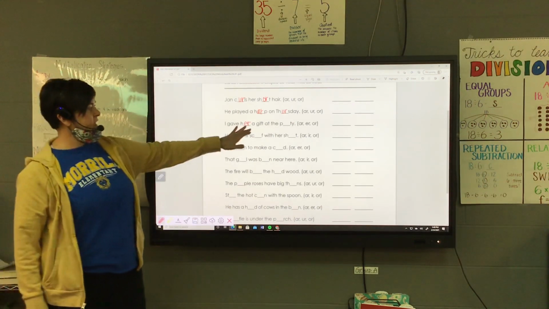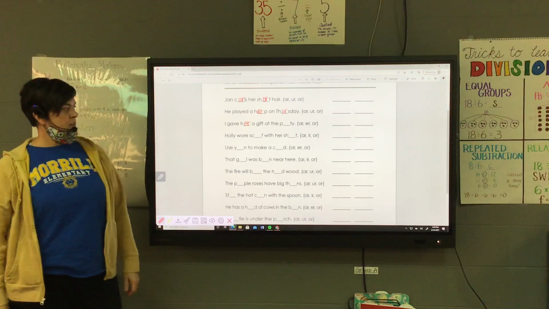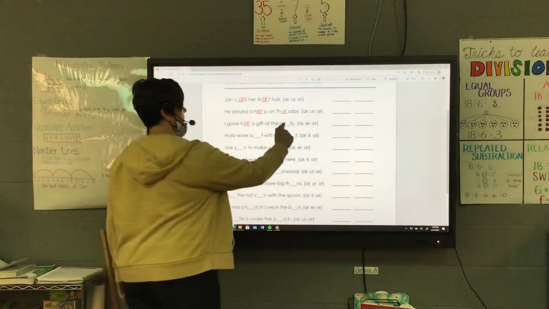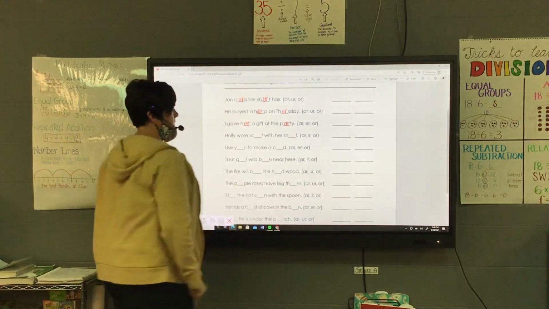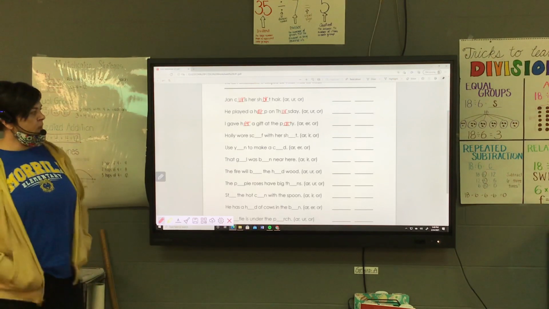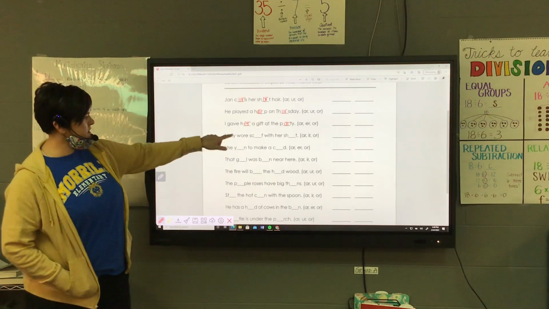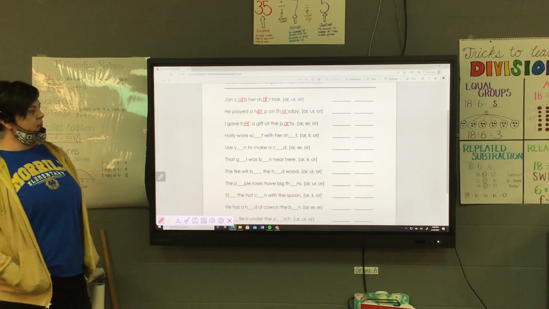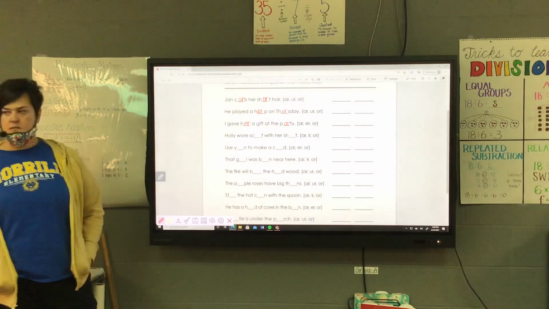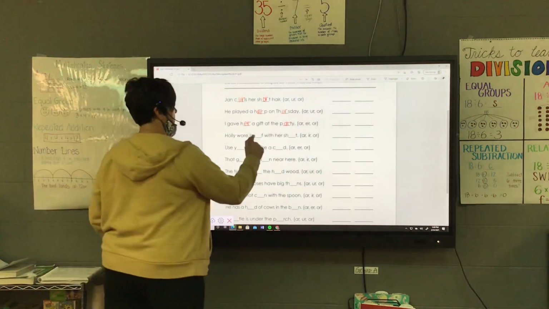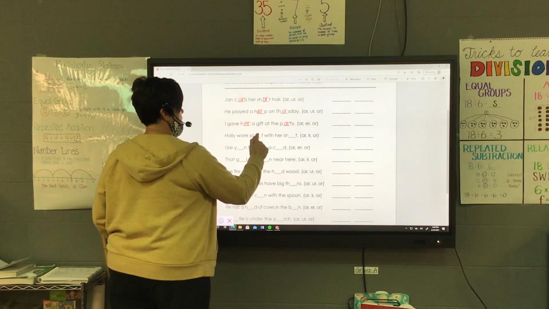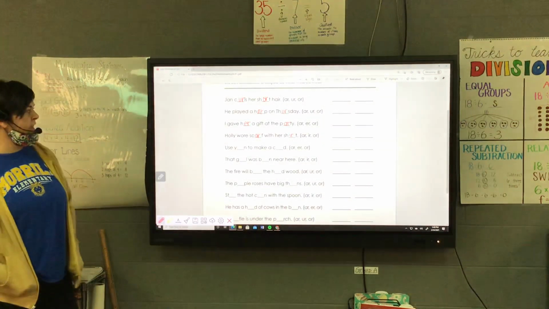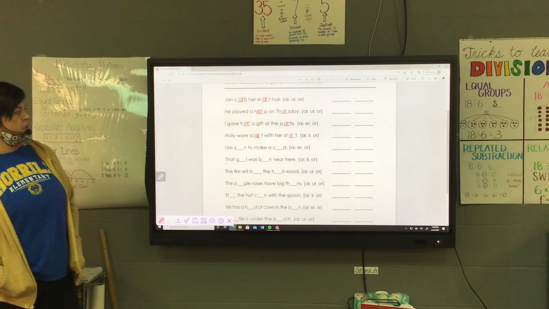I gave her a gift at the party. Purdy or porty? Party. Right? Holly wore a scarf, scurf, or scorf? Scarf with her shirt. Holly wore a, they forgot the word a, didn't they? Holly wore a scarf with her shirt.